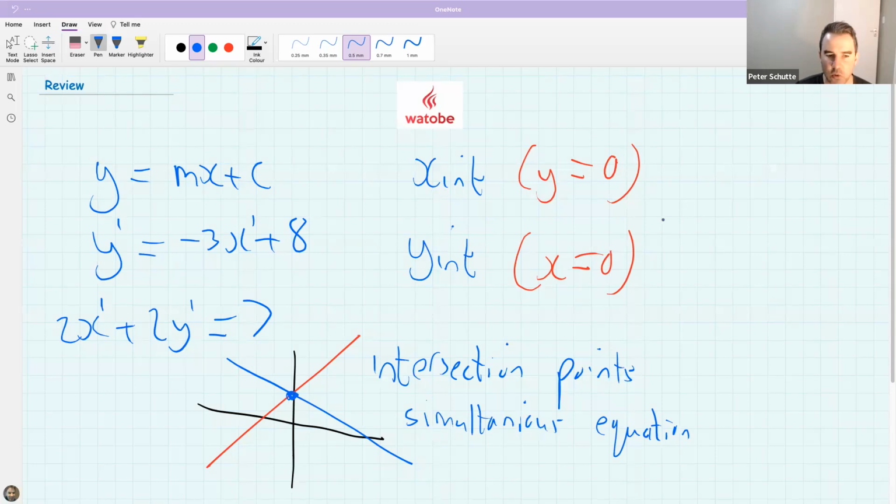Now, as we deal with other types of functions like the parabola, you will find that instead of having just one intersection point, if you have a parabola and a straight line, you can have two intersection points. And so we'll talk maybe a bit today about how we can find those points as well. Okay.